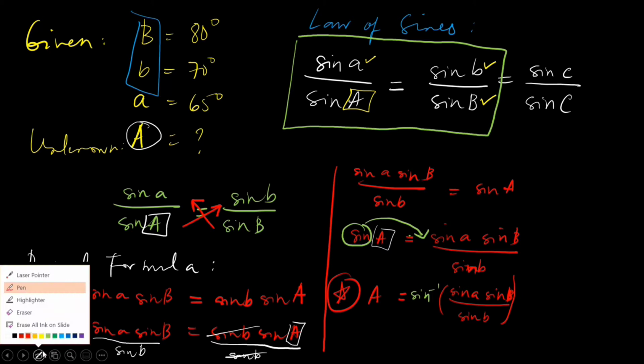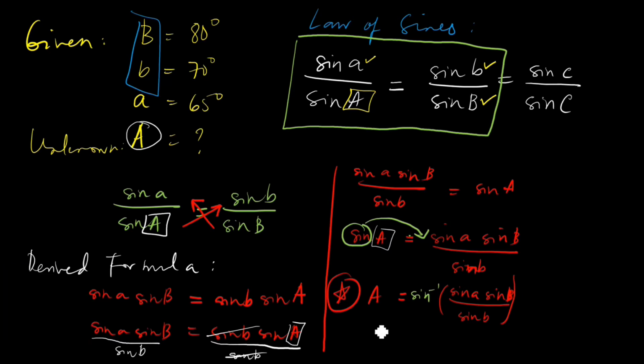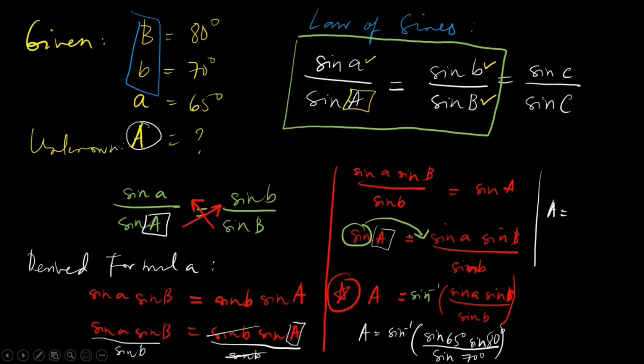Okay, now you can already substitute. So A equals to arc sine of sine of small a. Small a is 65 degrees. Sine of big B is 80 degrees. And then sine of small b, we do have 70 degrees. Then you just input it in your calcu. Just remember your calculator should be in degree mode.